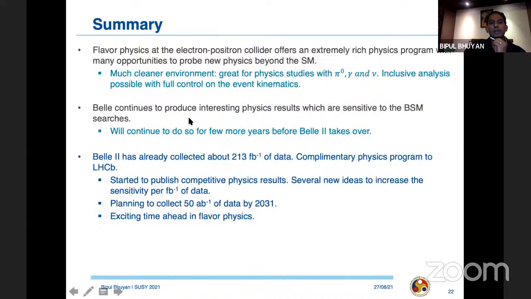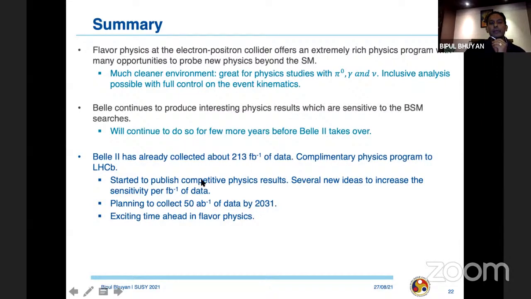All right, so this is the conclusion slide. The flavor factory provides a very rich program in tau physics, B physics and also charm physics. It provides a clean environment, great for physics studies with pi-0, gamma and neutrinos. Inclusive analysis is possible because you have full control of the event kinematics. Belle continues to produce important physics results which are sensitive to BSM physics. And of course, we continue to do so for a few more years before Belle II takes over.